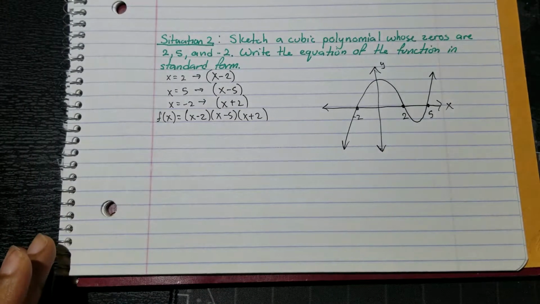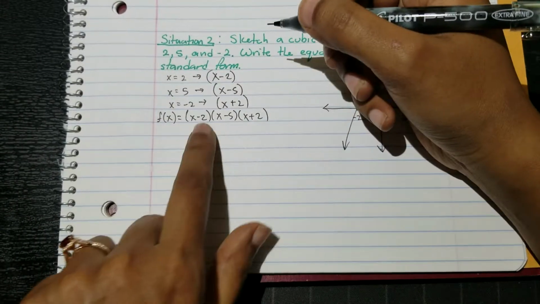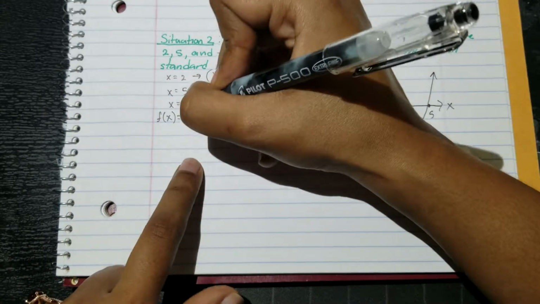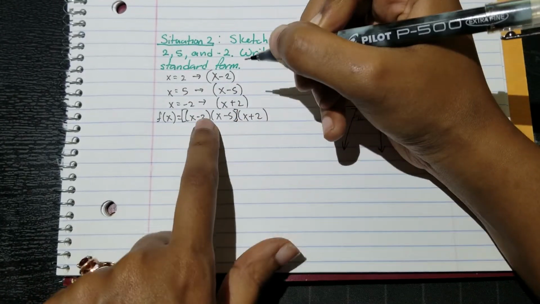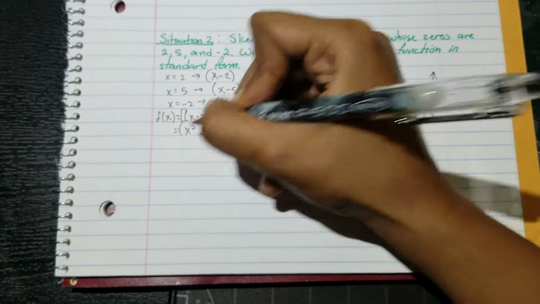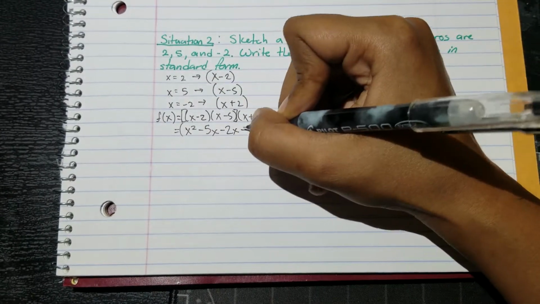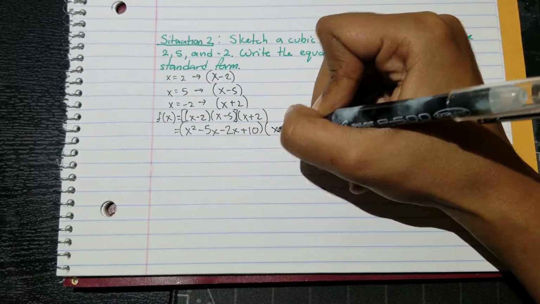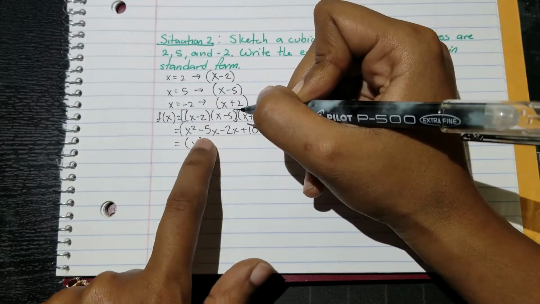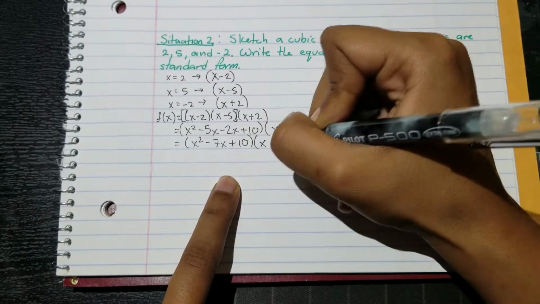Now let's get to the final part of this, where we need to write this in standard form. When you're trying to multiply and simplify everything out, if you have multiple factors, you only want to work with 2 at a time. So let's work with the first 2. If we distribute, we get x times x, which is x squared, x times -5, so -5x, then -2x, then +10. And then we're left with x plus 2. So I'm going to simplify this. We have x squared, -5 minus 2 is -7x, plus 10, and then we get x plus 2.